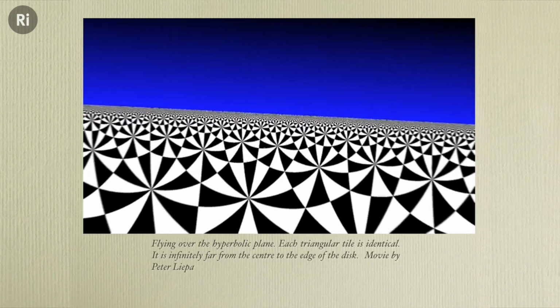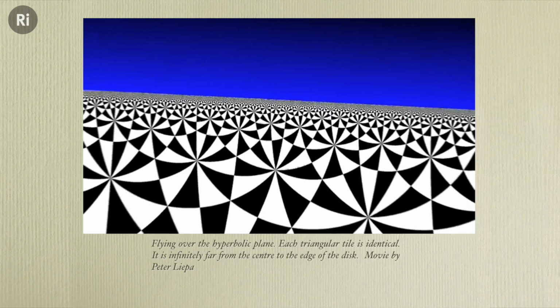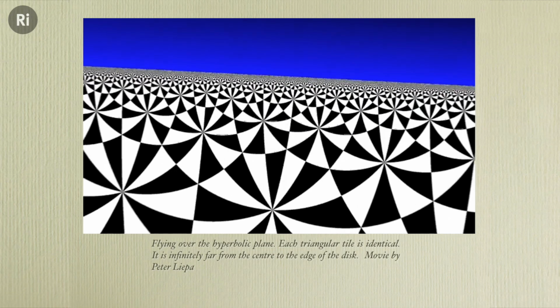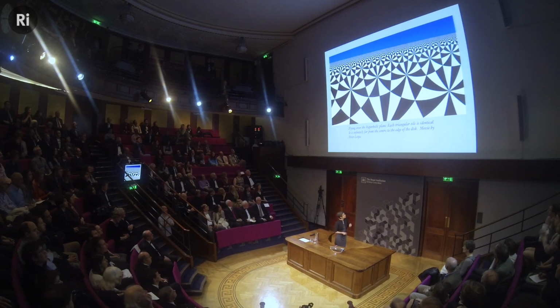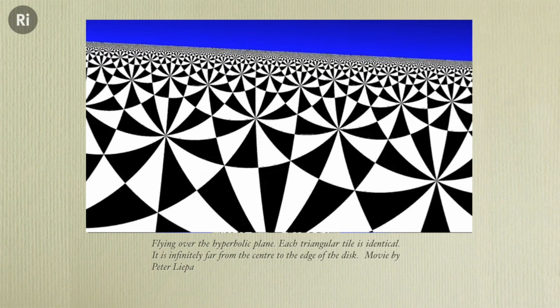Peter Lieper is another computer graphics person who's got fascinated by some of the things that can be done in mathematics. So this is a picture, and as you see, we go on and on and on forever, and out at the horizon it just goes on, and it's infinitely far away. So that's my very quick introduction to hyperbolic geometry. We're going to come back to this geometry repeatedly.